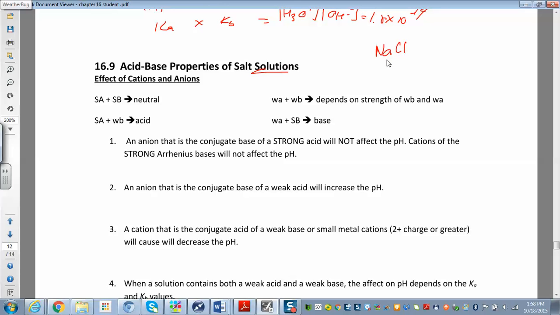And so what you're going to do is take the sodium chloride. You're going to try to figure out how can I make sodium chloride? From what acid and base can I make sodium chloride? It's always going to be an acid-base reaction. So if I took sodium hydroxide and reacted it with hydrochloric acid, I can make sodium chloride.